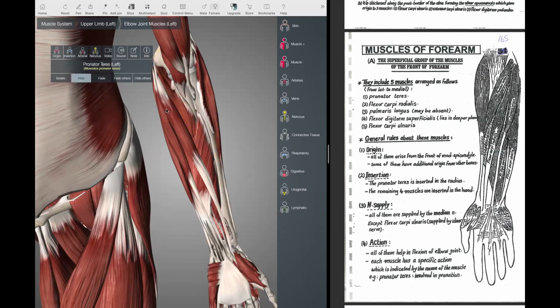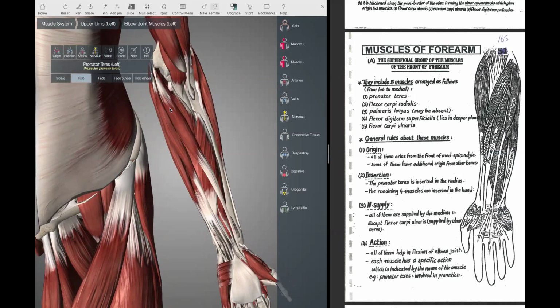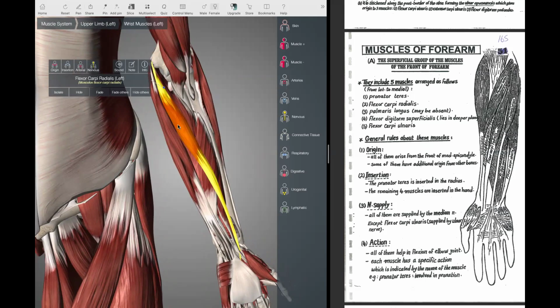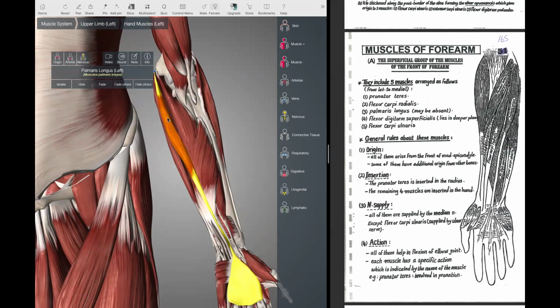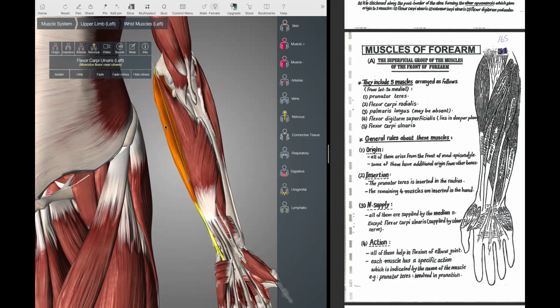The second one that we're going to learn, yes, this is under superficial. We're starting with superficial, the most superficial, then intermediate, then deep. Okay? Pronator teres. The second one, flexor carpi radialis. We're not going into intermediate now. We're starting with superficial. Pronator teres, flexor carpi radialis. And as I go, I will hide it for you to see how the muscles are arranged. The third one is palmaris longus. The fourth one is flexor carpi ulnaris.